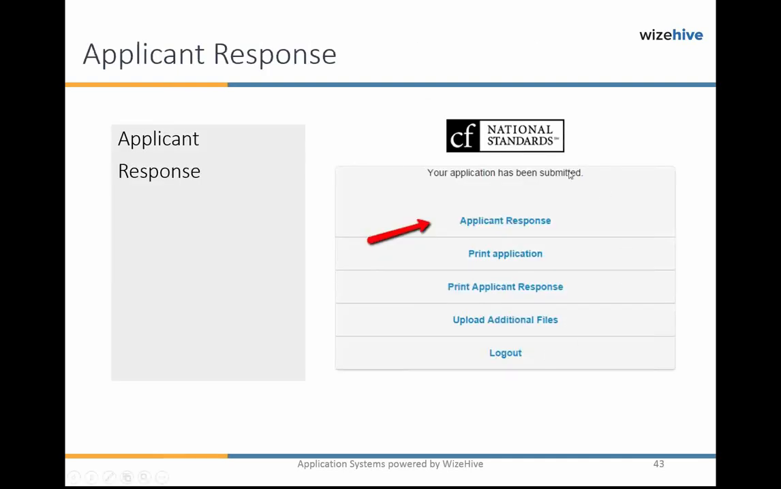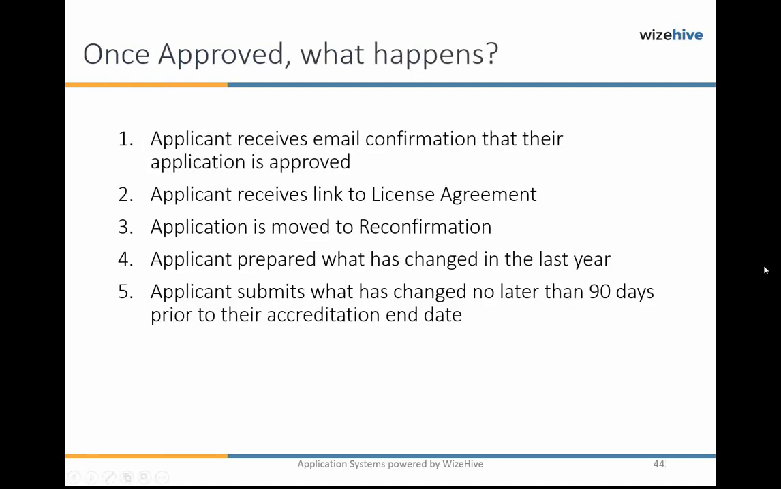So this is that menu that I was referring to. Additional options now appear because you are deemed ready to give a response to the comments from the Council on Foundations team. After response, you have the ability to be approved. So the application is approved, and you will receive an approval confirmation email. The email will include a link to a licensing agreement.